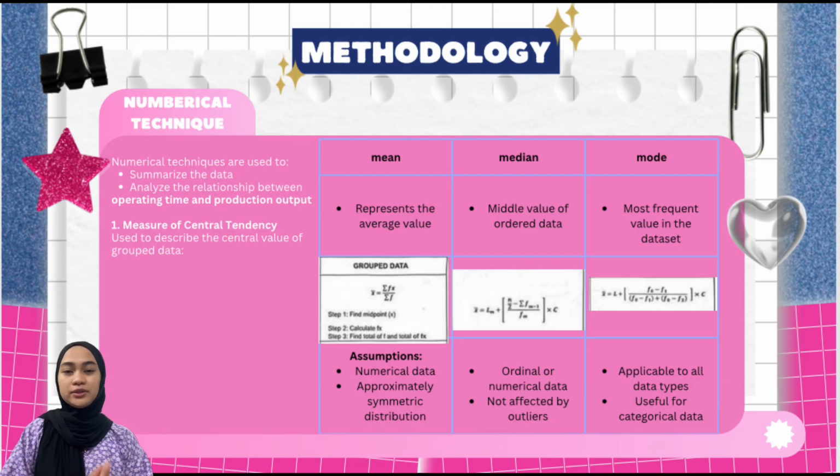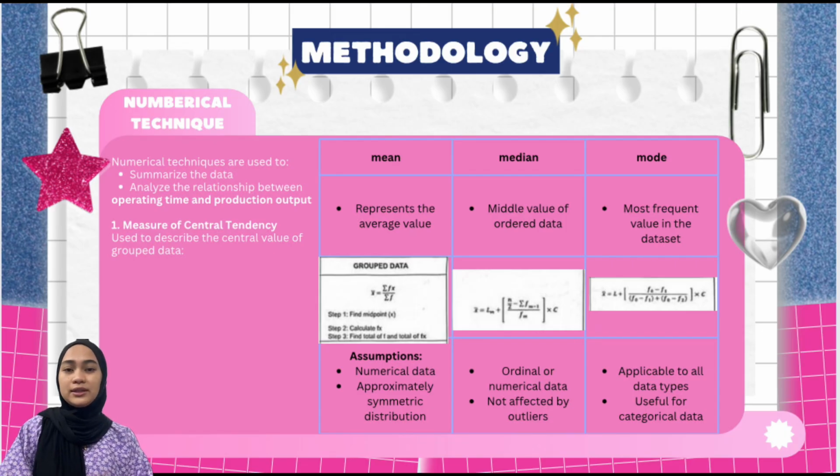Finally, I will explain about numerical technique. Numerical techniques were used to summarize the data and to analyze the relationship between operating time and production output. Firstly, measure of central tendency. Measures of central tendency were used to describe the central value of the data, which include the mean, median, and the mode for grouped data. The mean represents the average of the data values. The steps involved are finding the class midpoint, calculating fx, and dividing the total fx by the total frequency.